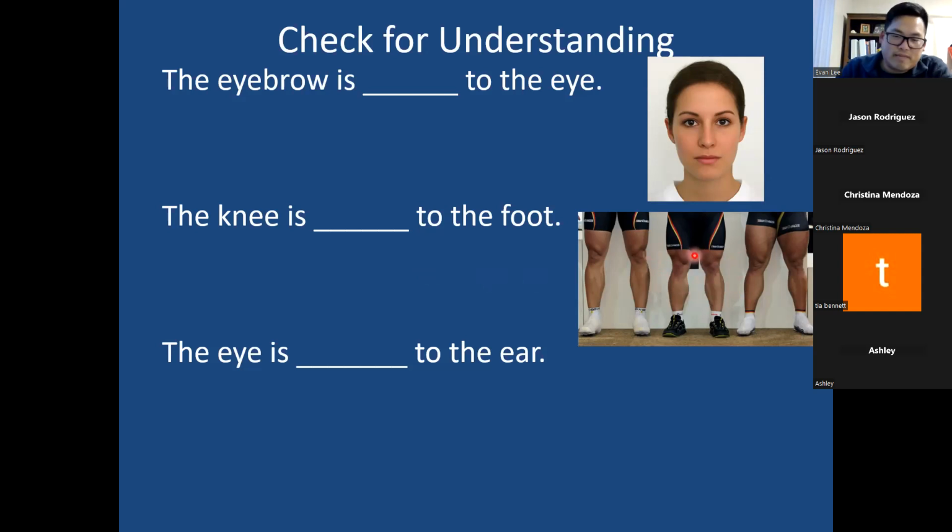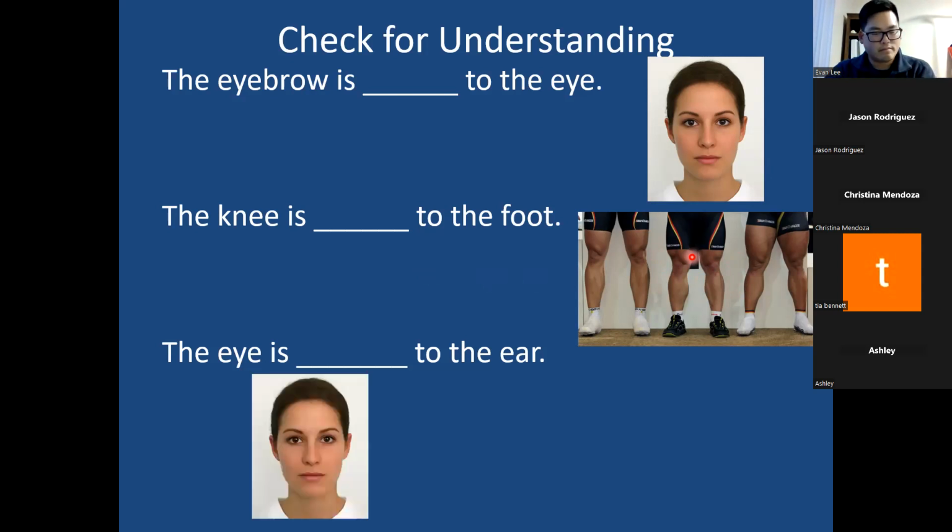So just to give you a warning here, something else that might come to mind would be superior because it is above it, but the better term to use here is proximal. Now for our last example, we've got the eye is blank to the ear. So what term would you use to describe the eye is blank to the ear?